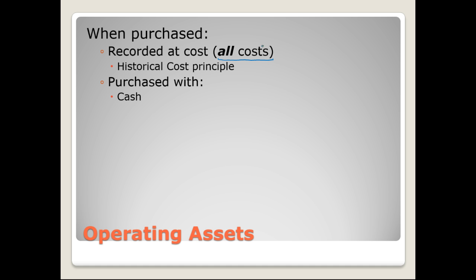Now, what can we purchase an operating asset with? Well, we can buy it with cash. We could go into debt. We could get a loan or a note. Or we could exchange that asset for some other non-cash asset. So sometimes there could be an exchange of one machine for another or something like that.